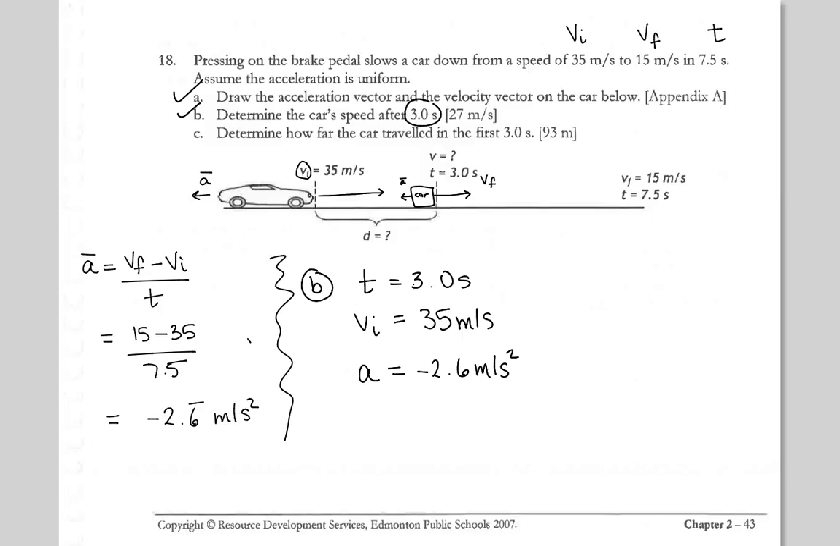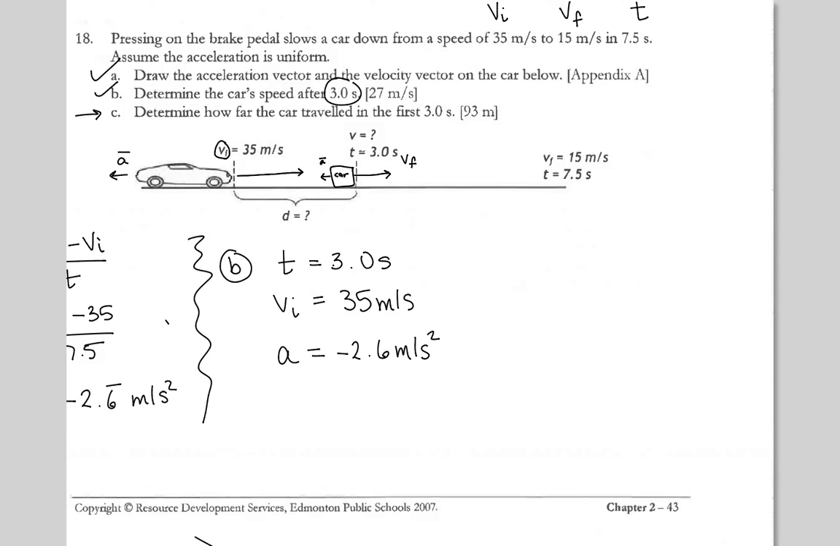I feel like going after C would be a little bit easier. Determine how far the car has traveled in the first 3 seconds. VIT, because if you go to this one, VIT plus 1/2 AT squared, what are you missing? You don't have this, right? But you have VI, you have T, and you have A. So you could solve for displacement. So let's do that first.